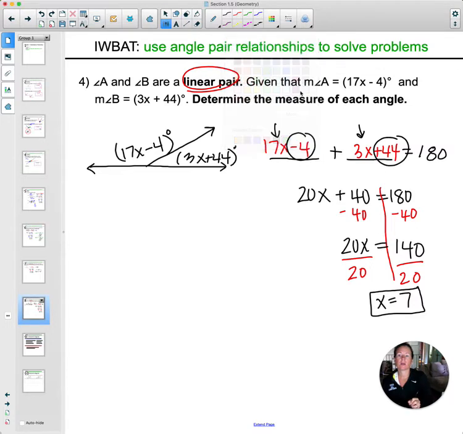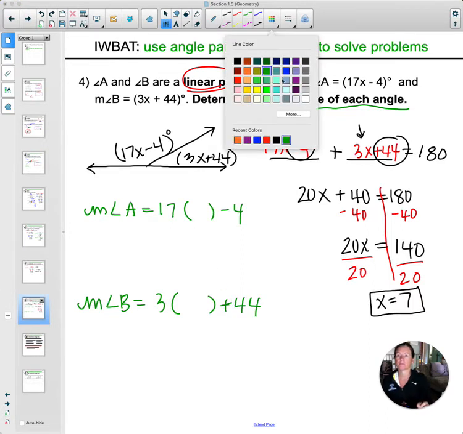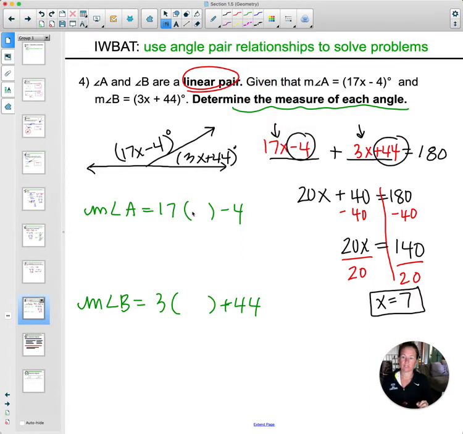Then remember, this one wanted us to find the measure of each angle. So once we find x, we need to plug it back in. For the measure of angle A, it was 17 times x minus 4. The measure of angle B was 3 times x plus 44. So we can just plug that in. So 17 times x, and x was 7. So 17 times 7 is 119. Minus 4 is 115 degrees for the measure of angle A.